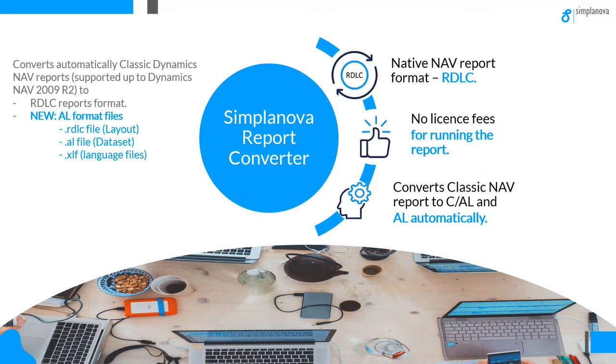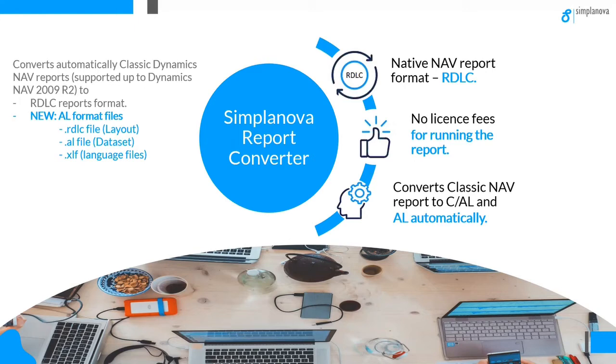What are the key advantages regarding the tool? So first of all, after conversion, you will get a pure NAV Business Central object. It means that you don't need any third-party systems in order to run or modify the report. You'll be able to do everything with either Report Builder or Visual Studio. So it's up to you which system you are using.